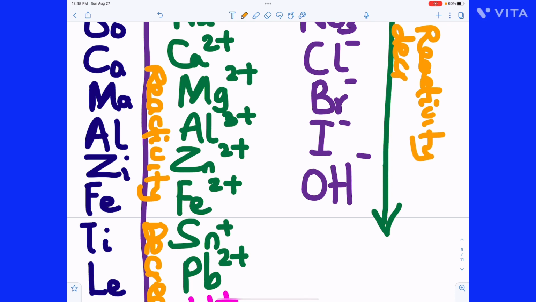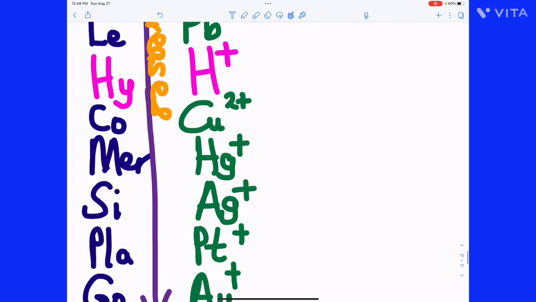Reactivity does what? Decreases. Reactivity decreases as you come down from top to bottom. So now let me show you the significance of this.